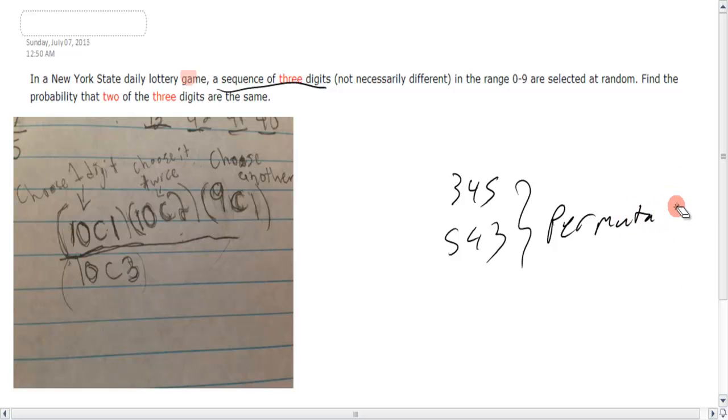That was the worst writing of permutation ever. Let's try that again. Okay, so it's a permutation. So this denominator here, close, but not quite right. We need permutations down here because order is important.